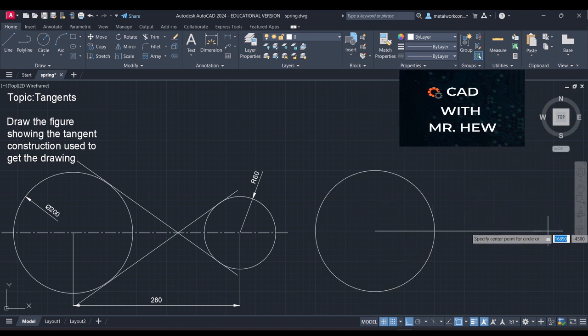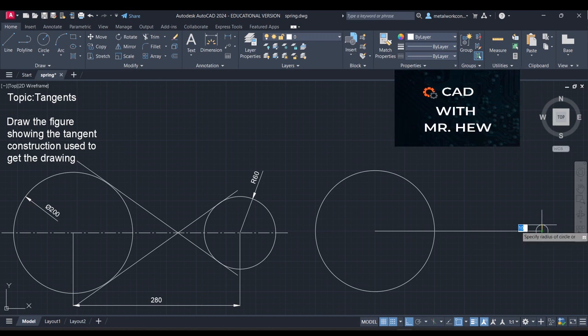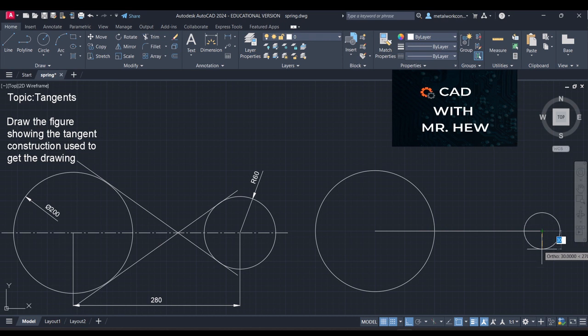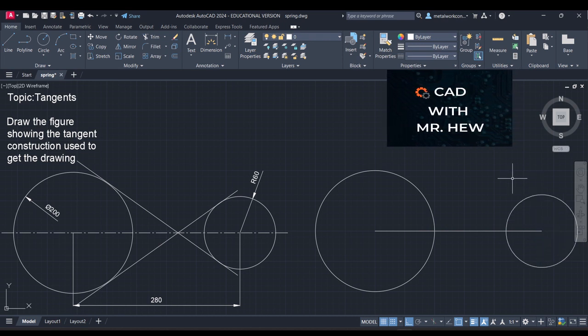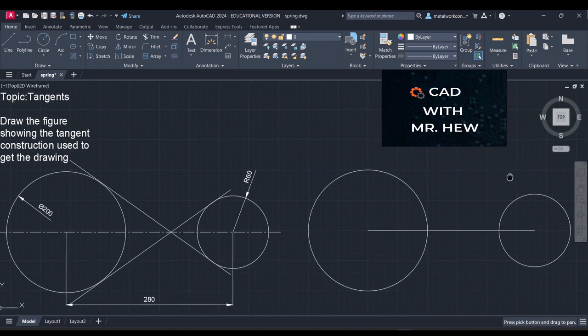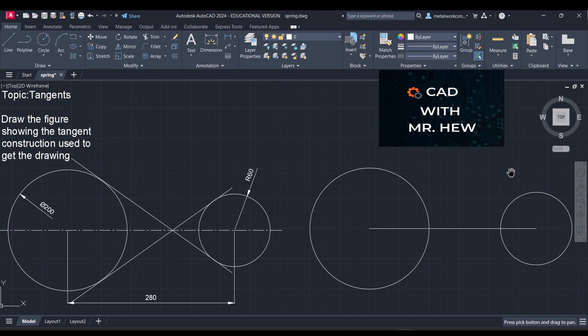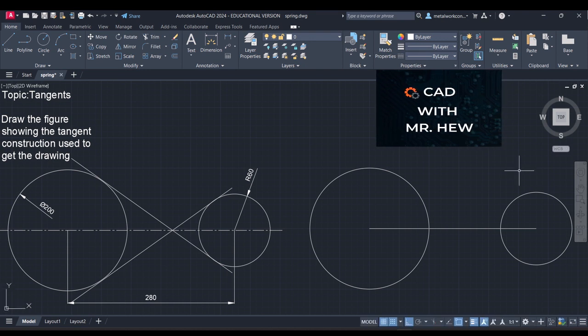We're gonna draw the next circle over the right hand side relative to the larger circle. And the radius is 60 millimeters. All right, good. So here are the two circles that we need.